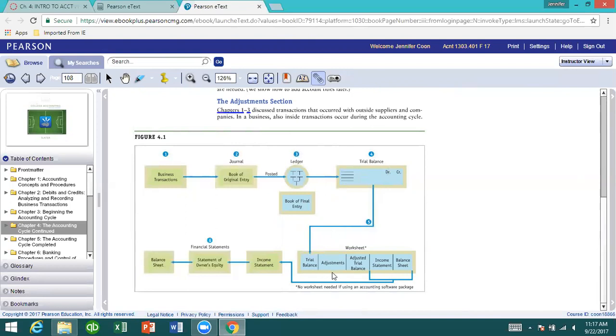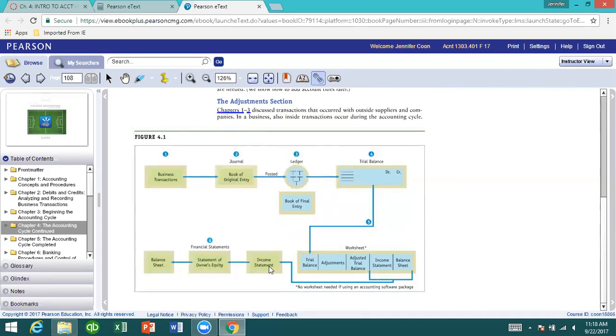Sometimes if you're using like QuickBooks or some type of computer system, the worksheet is not done because it's all done electronically. But if you don't have the computer system and you have to do a manual thing, you can have this worksheet. Now, even though the computer system maybe does the worksheet for you, you may still have to do your adjusting journal entries and adjusted trial balance, enter them in like you would up here with these regular transactions. So the worksheet just helps you get your accounts in order so that you can prepare your financial statements better.